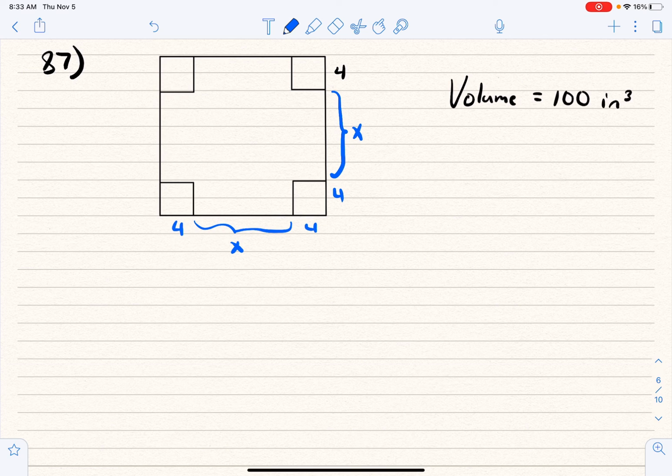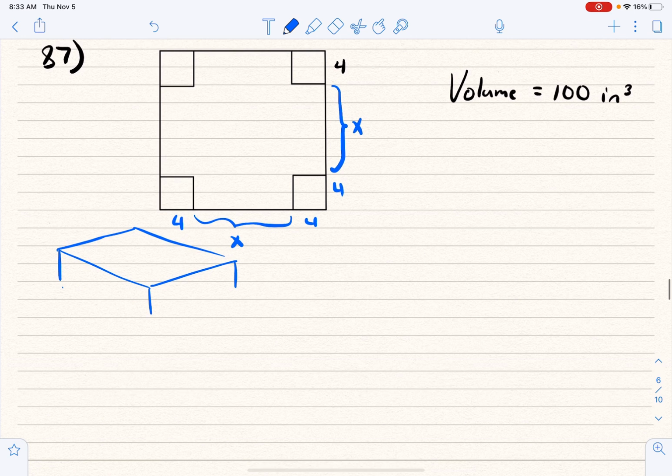And so when I fold this box up, and I'm going to make a really bad drawing of that right now, okay, but when I fold this box up, and it looks something like that, oof, it's getting bad. Then we know it's going to look like this. We know it's 4 units tall, and this would be x by x.